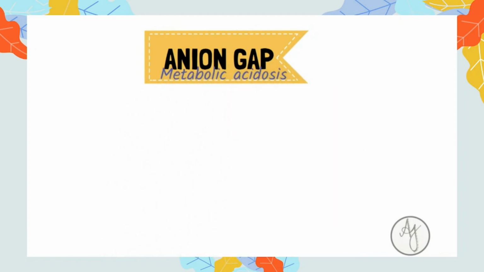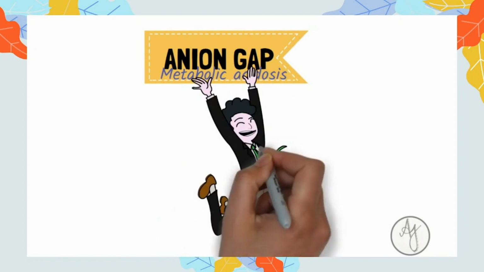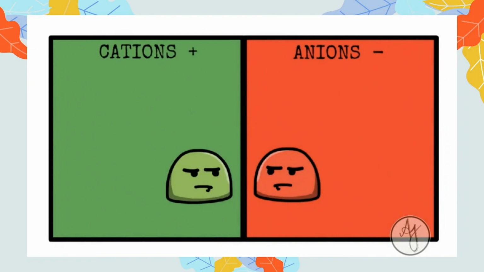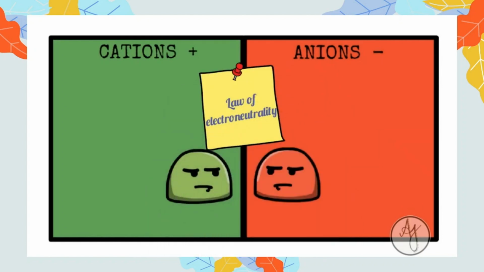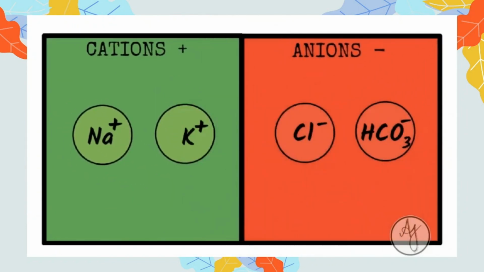It took me a while to get a hang of this concept, but I have simplified it as much as possible. It's basically the level of cations, which are the positively charged ions, versus anions, which are the negatively charged ions in the serum. Our body follows the law of electroneutrality. That means in all body compartments, the number of anions and cations should be equal. So this is what the equation should look like. The major measured cations are sodium and potassium, whereas the anions measured by this equation are chloride and bicarbonate.